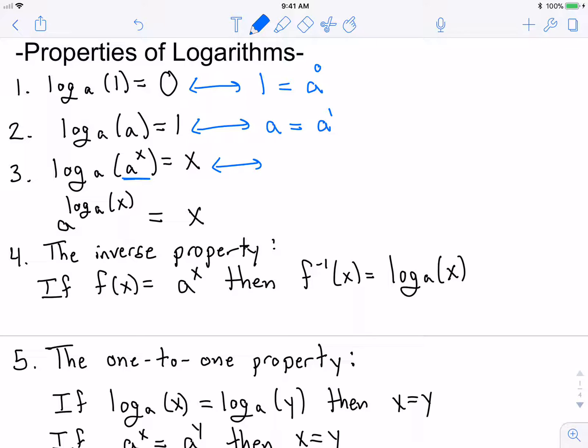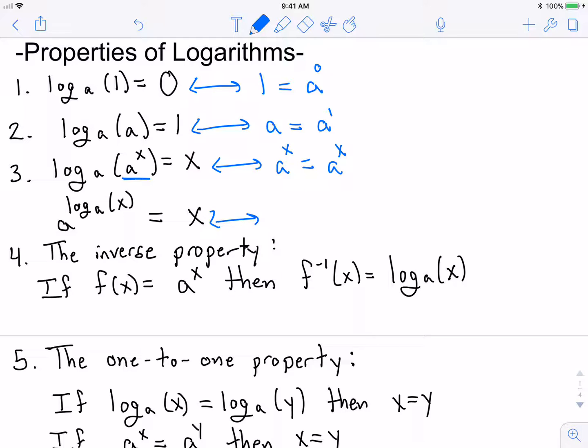Again, this makes sense because if we undo the logarithm, what this actually says is that a to the power x is equal to a to the power x, which is obviously true. As well, this works in reverse. If we have an exponent and we have a logarithm in the exponent, then that cancels everything out and just equals x.